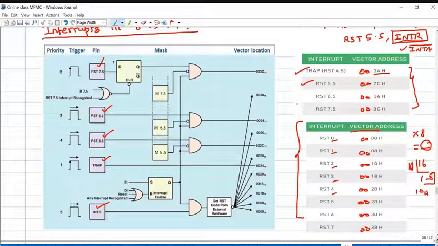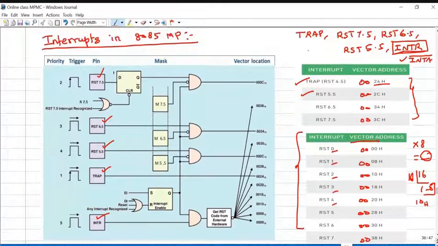So these are basic informations: how many interrupts the microprocessor supports, and what the names of the interrupts are. Apart from these 5 hardware interrupts, software interrupts are also available. So what will happen if we execute this particular instruction during the program, and what is the fixed address location of each and every interrupt.